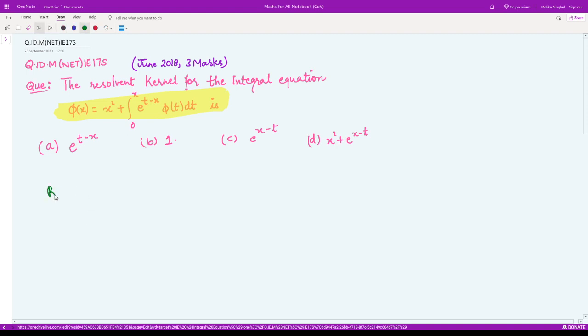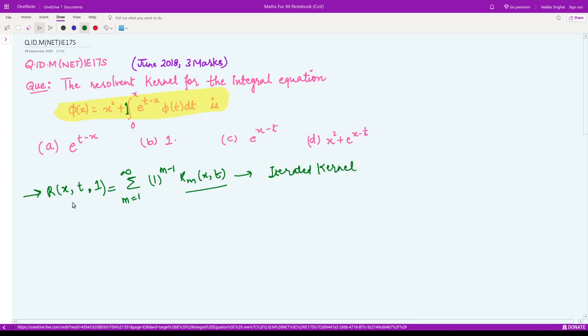It is denoted by R(x, t, lambda). What is lambda over here? It is equal to 1. So we can write it like this. And what is the formula to calculate the resolvent kernel? It is calculated as the summation, m varies from 1 to infinity, of lambda raised to power m minus 1. And what is lambda here? It is 1. So 1 raised to power m minus 1, K_m(x,t), where these are known as the iterated kernels.